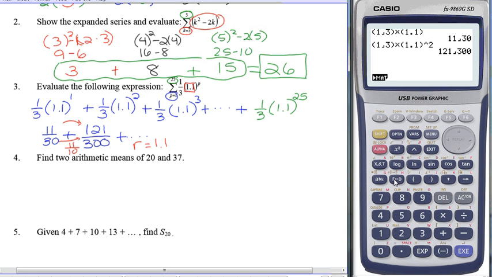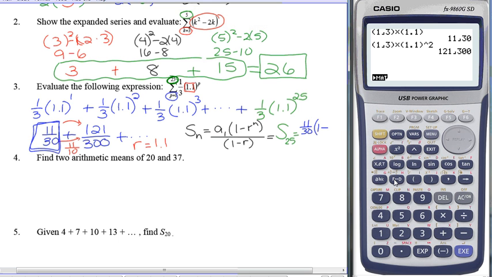I'm looking for a sum, so I need to know how many terms I'm going to have in my sum. My formula for a geometric sum is S sub n is a sub 1 times 1 minus r to the n, all over 1 minus r. So let's see, I'm trying to find the sum of the first 25 terms because up here on the top of my sigma, I can tell I have 25. So the sum of 25 terms. Next, I need the first term. I found the first term over here all the way on the left was 11/30ths. So I'm going to put that in.